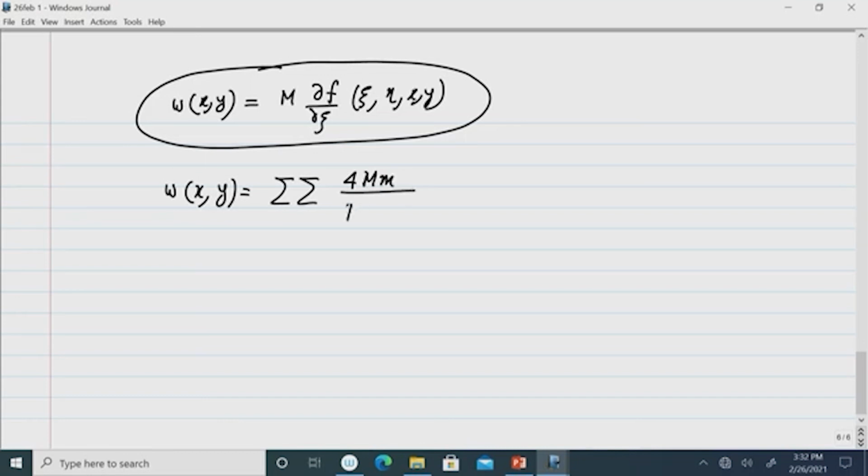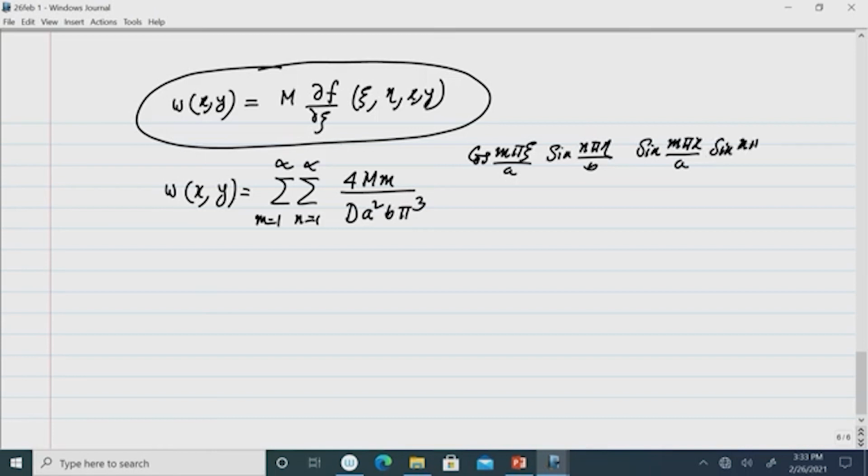substituting the earlier expression we will get, and because of differentiation of sin m pi xi by a, you will find that the cos function will be appearing. So, cos m pi xi by a, then you are differentiating with respect to xi because the moment is acting along the x axis. So, sin n pi eta by b will remain unaffected, and other functions with variables x and y will appear as they are.